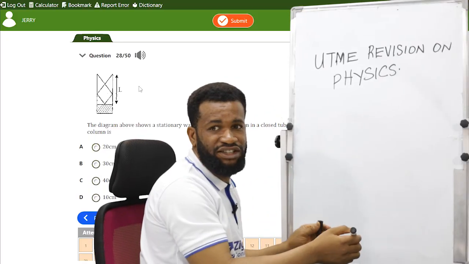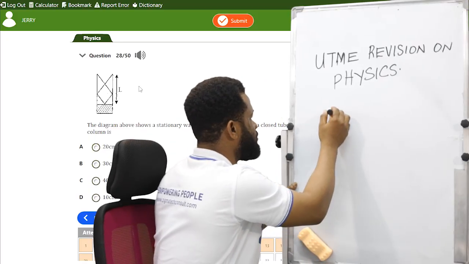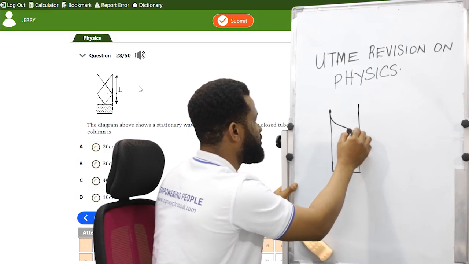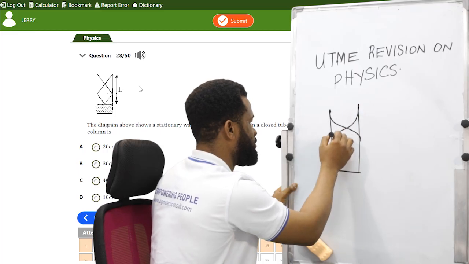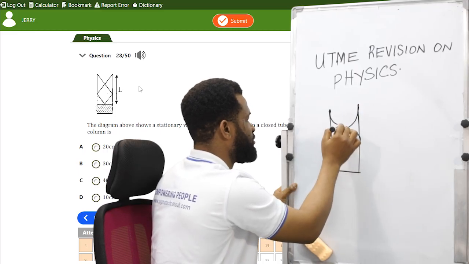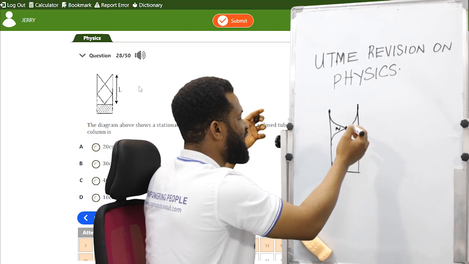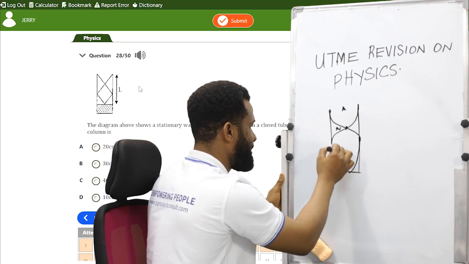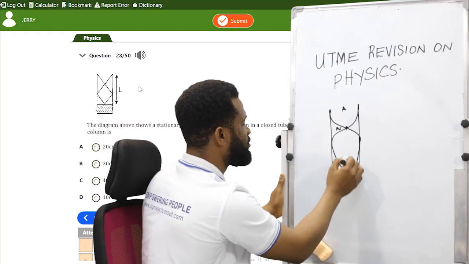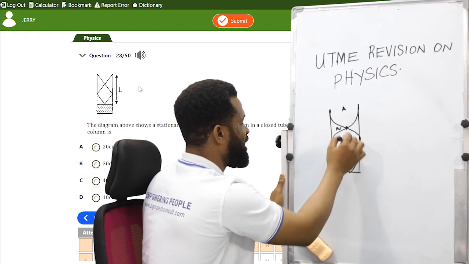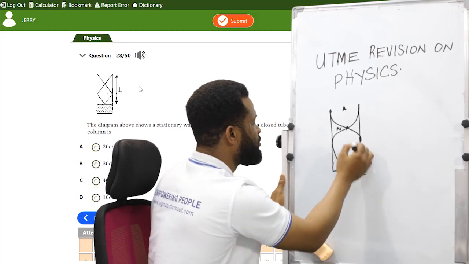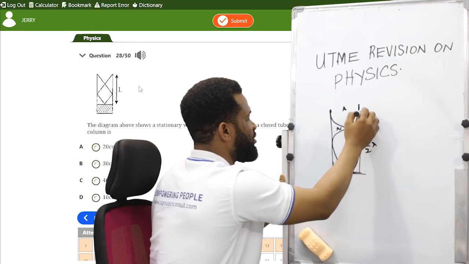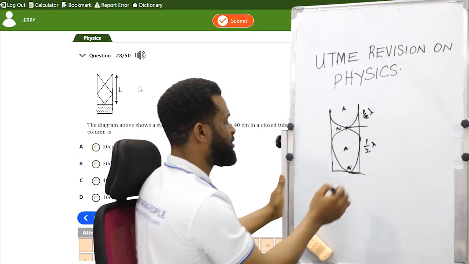You know, this is caused by interference. So this is what happened. This is the first node. And the point when there is no meeting is called the antinode. So this comes here. All right, so this is node. Then there is antinode here, then another node. So from node to node is 1 over 2 wavelength. Then from node to antinode is 1 over 4 of the wavelength.